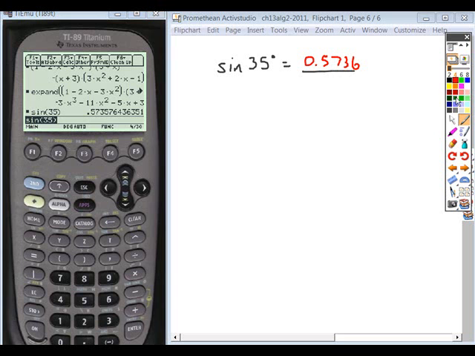Okay, I want you to identify the following. Evaluate the secant of 72 degrees. Uh-oh, what happened there? Does everybody remember how to do this?